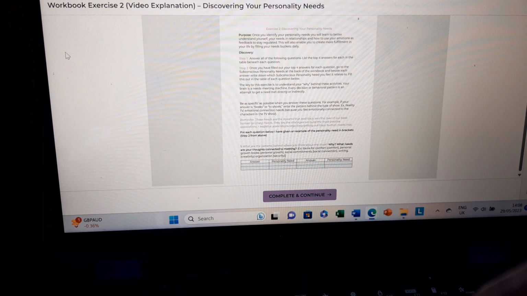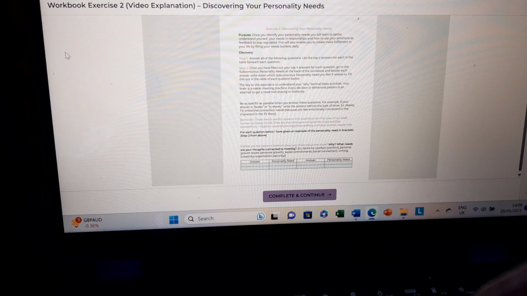So the key to this exercise when you're filling out is to understand your why behind these activities. Because remember, we talk about how your brain is a needs meeting machine. And basically every decision or behavior, especially if it's in a pattern format, is actually an attempt to get a need met, either directly or indirectly. So you want to be as specific as possible when you answer these questions.